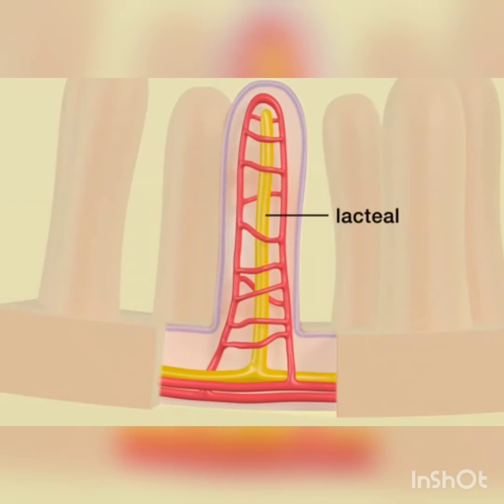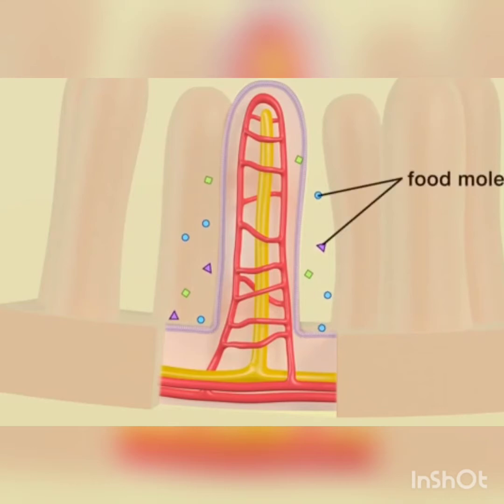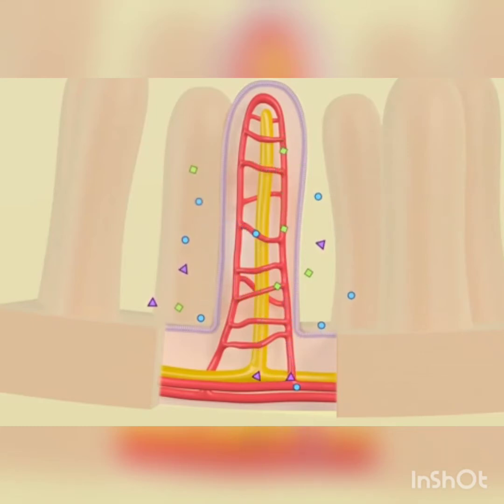The lacteal is surrounded by a network of capillaries. These allow the absorbed food molecules to be carried away rapidly. Therefore, a steep concentration gradient of molecules can be kept across the walls of the small intestine to increase the rate of diffusion of food molecules.